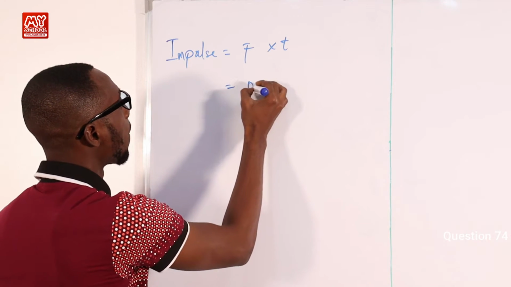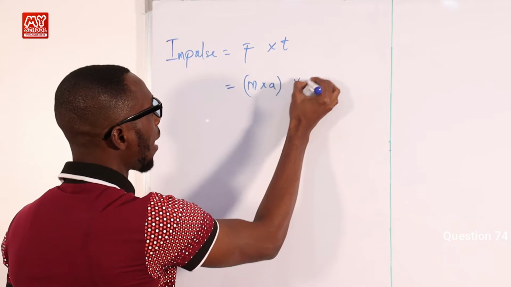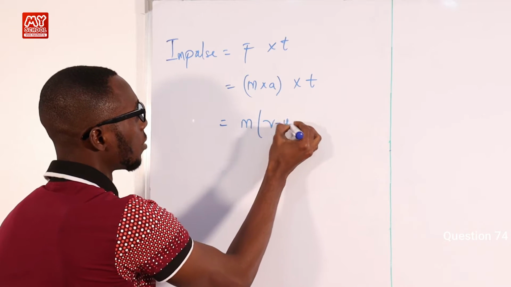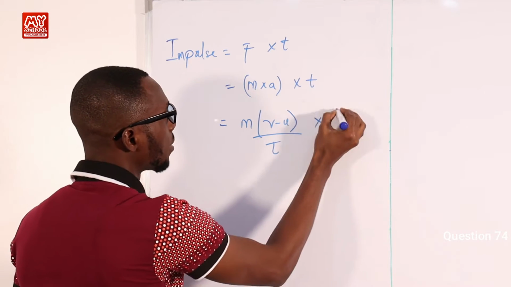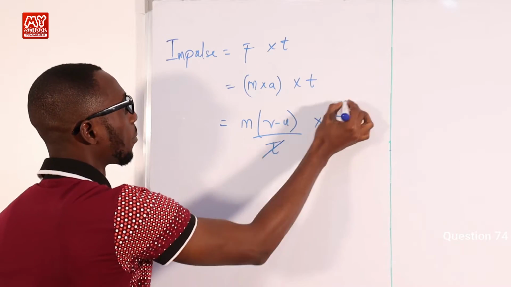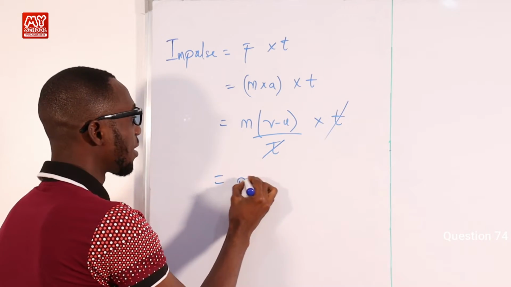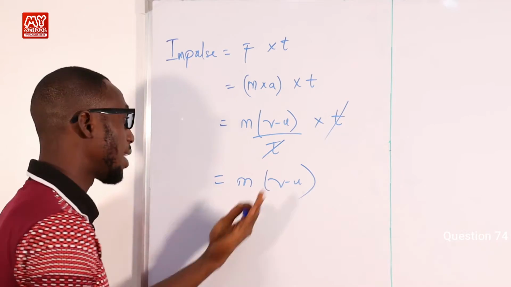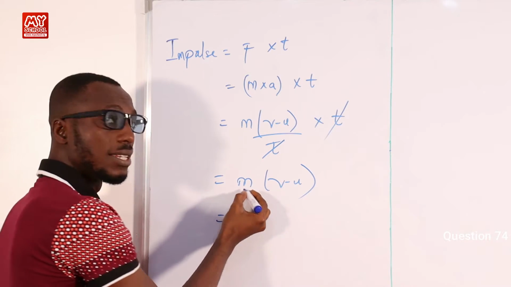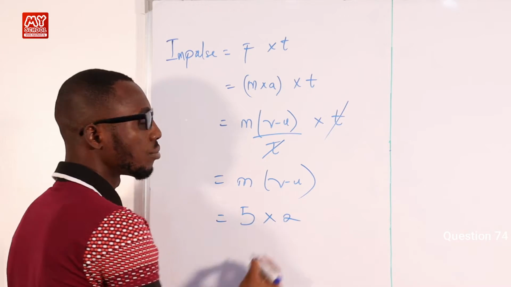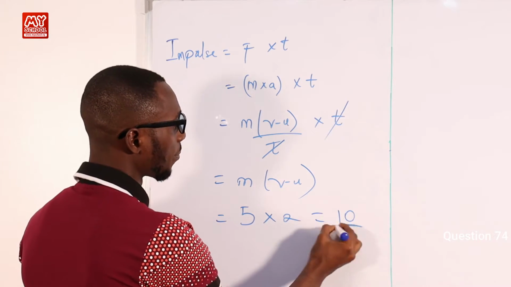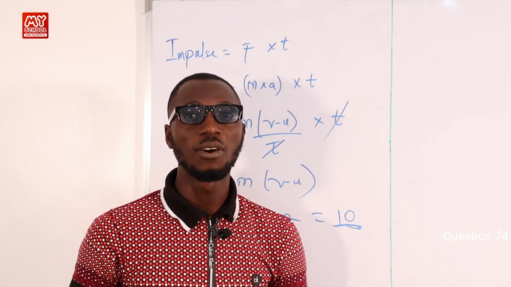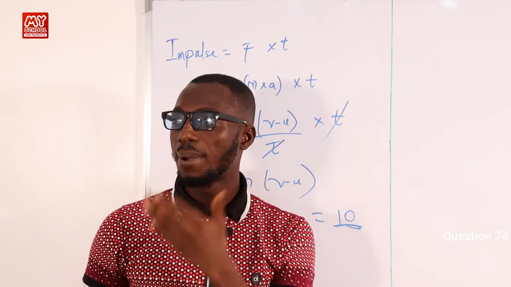So we would have force is mass times acceleration, times time, and we know that acceleration is change in velocity over time, times this time. So what we still have left is change in momentum, v minus u. We are told the speed of the ball is 2, and the mass is 5. That is just 5 times 2, and that gives you 10. So if we scan through our options together, option B is very correct. 10 kilogram meter per second.